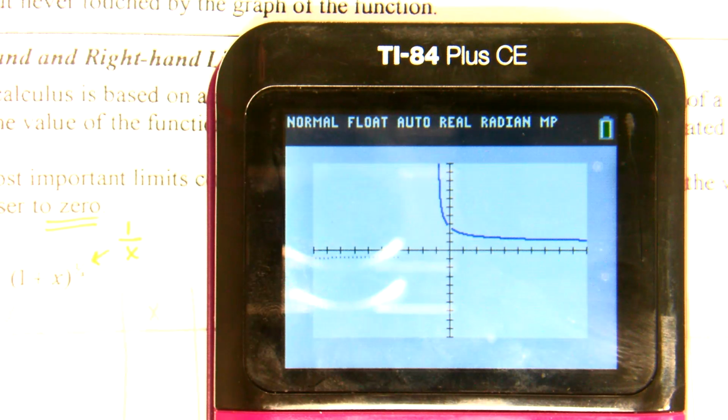I feel like this will work better if I turn this light off. I feel like there's a big glare there. Oh, I turned it on. It was off.